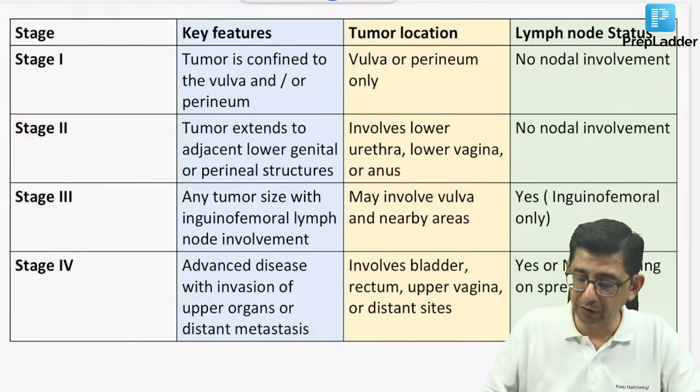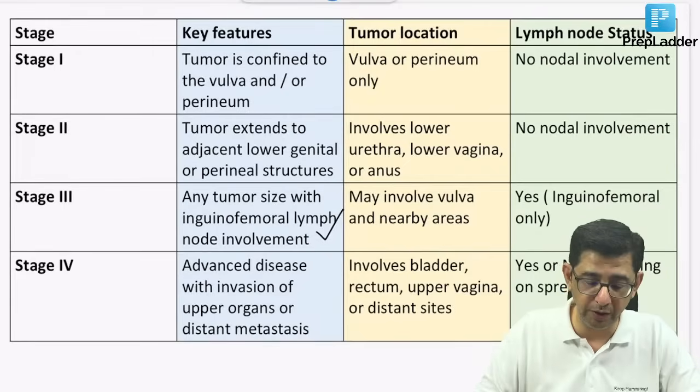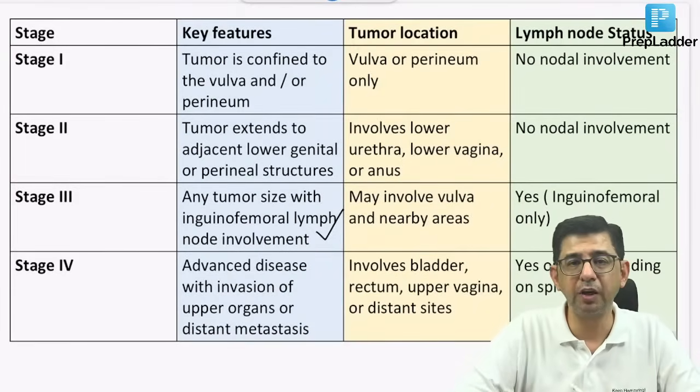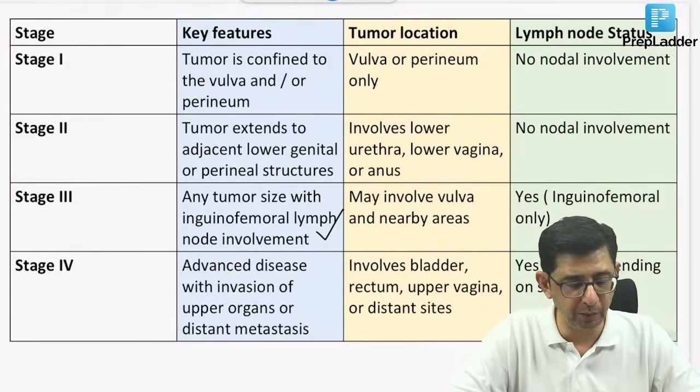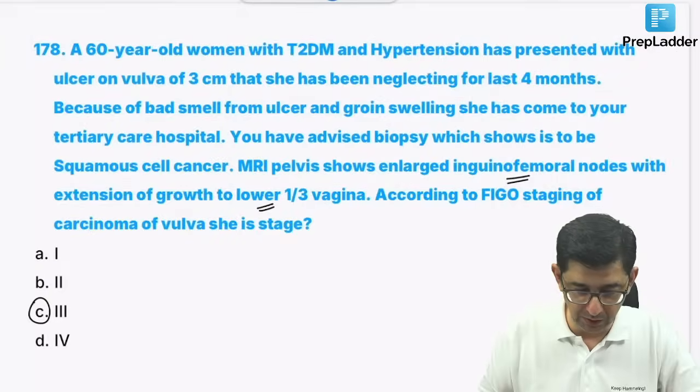If it is involving the vulva, and if inguinofemoral lymph nodes are involved, then we will call it stage 3. The correct answer in this would be option C. And the staging is anyway mentioned here. You guys would have read it multiple times also. So why not option B in 1177?